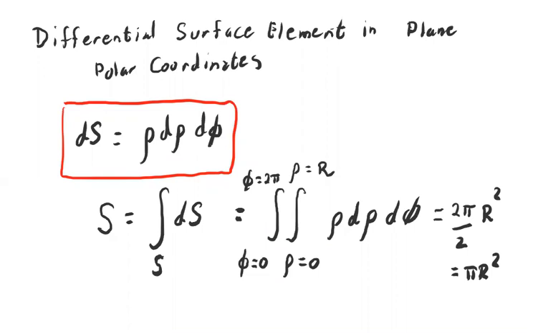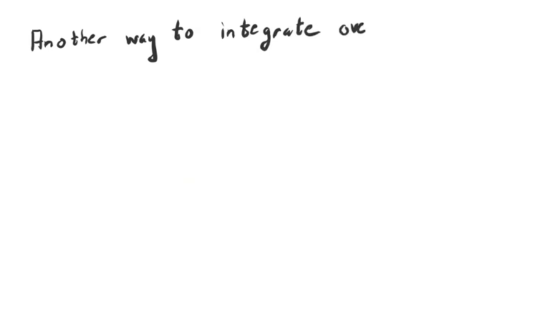Okay, there is another useful way, and we might as well discuss it now because we're definitely going to use it later, to integrate over a circle to get its area. So what is that? So here's a circle.